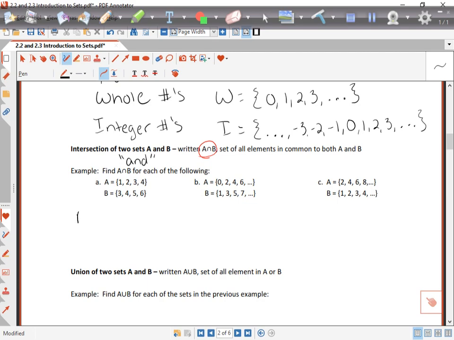So on this first one, A intersect B, we have the numbers 1, 2, 3, 4, and B is 3, 4, 5, 6. So what they have in common is 3 and 4. So A intersect B would be 3, 4. On this next one, A is 0, 2, 4, 6, so it's 0 and the even numbers. B is the odd numbers. These have nothing in common, so that's the empty set.